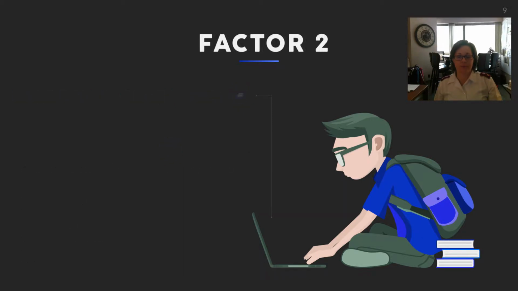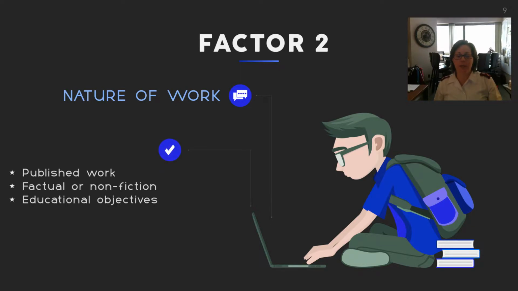Factor number 2, the nature of the work. As we evaluate the nature of the work, we can look at things again that favor fair use. Is this work going to be published? Is it factual or non-fiction? And do we have educational objectives that are being fulfilled by the work we are producing?